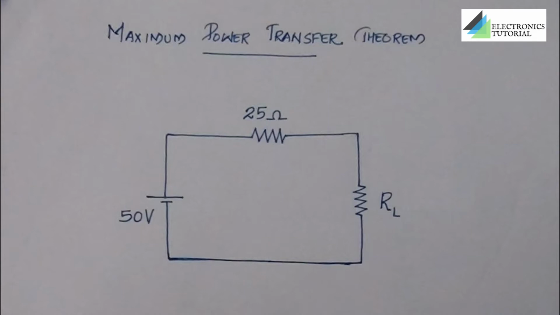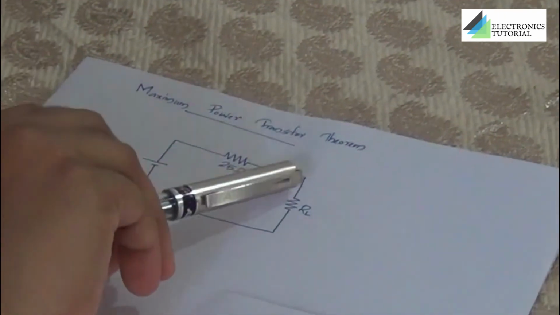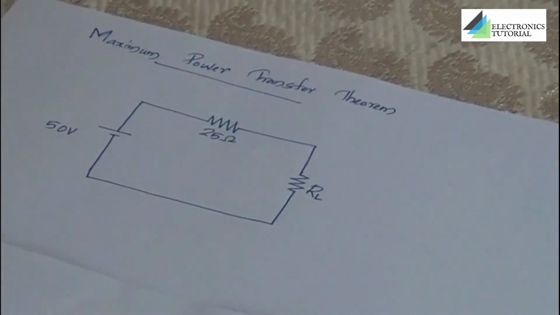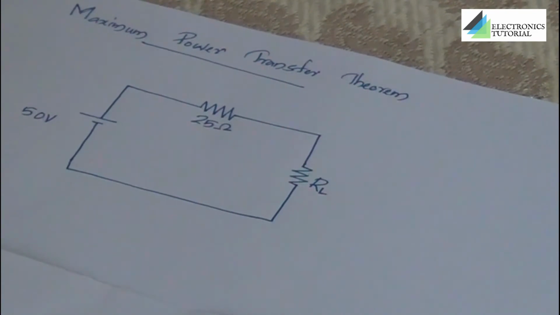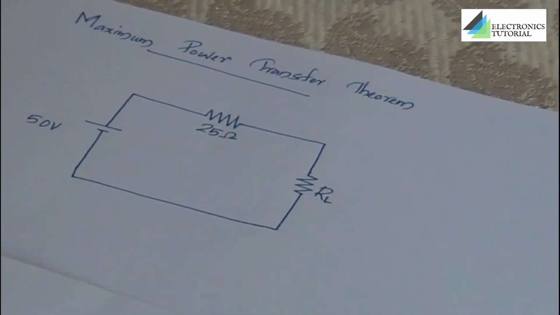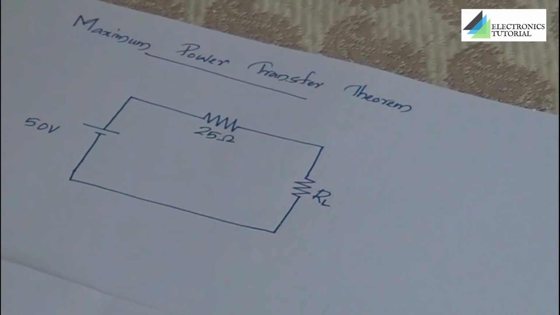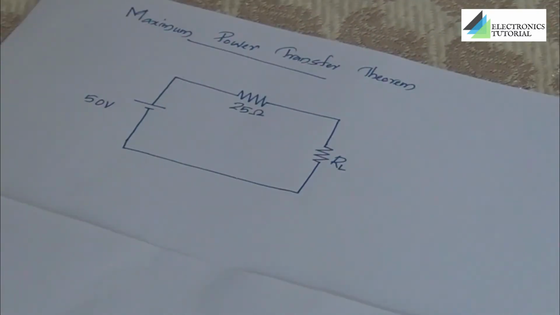Let's try to solve this question using the maximum power transfer theorem. The circuit is very simple, having only a few components: a 50 volt source, a 25 ohm resistor connected in series, and a load resistor. A load resistor terminal is simply the output terminal from which we can collect the output. Our requirement is to find the value of RL in order to get maximum power.